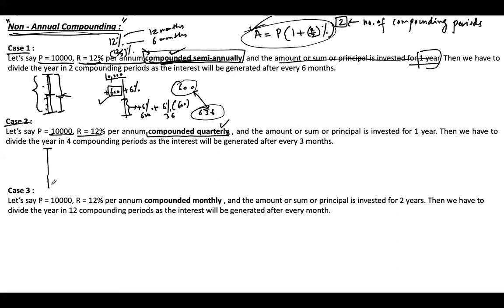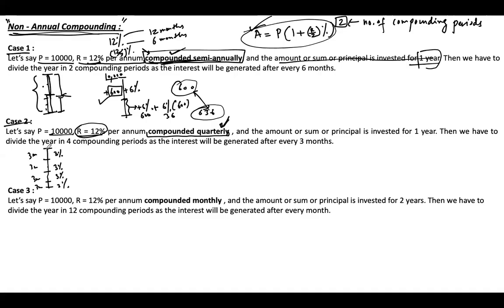Similarly, the principal and rate remain the same, but we are compounding quarterly. Let's say the period was 1 year. So how many compounding periods would there be as you are compounding quarterly? Quarter would mean 1/4 of the year. That means after every 3 months, compounding is happening. Is this point clear? So what will happen to the rate? Divide by 4, since there are 4 compounding periods per year. So 3%, 3%, 3%, 3%.